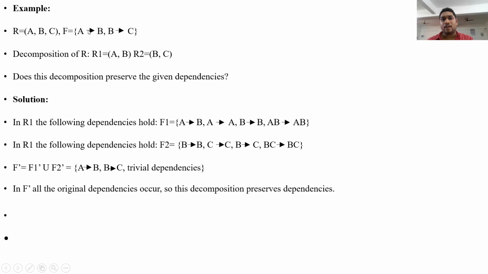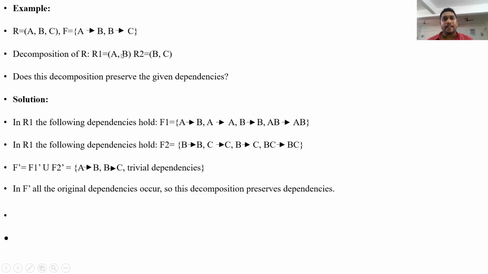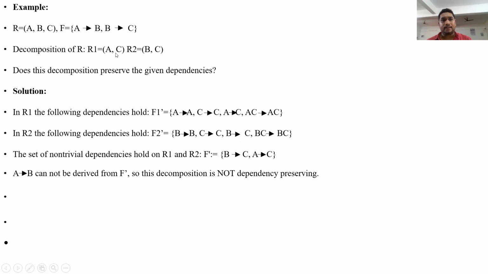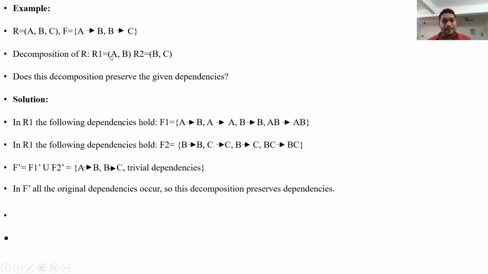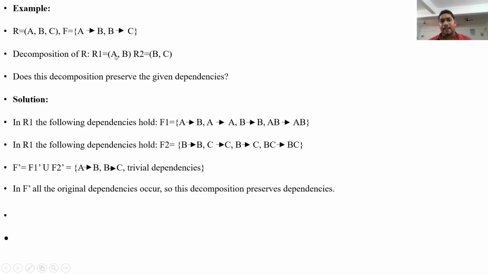You have the combinations A to B and B to C. Here also A to B and B to C. Now the relation is divided into AB and BC. See, in the above example we had the dependencies AC and BC. Now in this example, I have AB and BC. AB has these possibilities and BC has 4 decomposition possibilities.